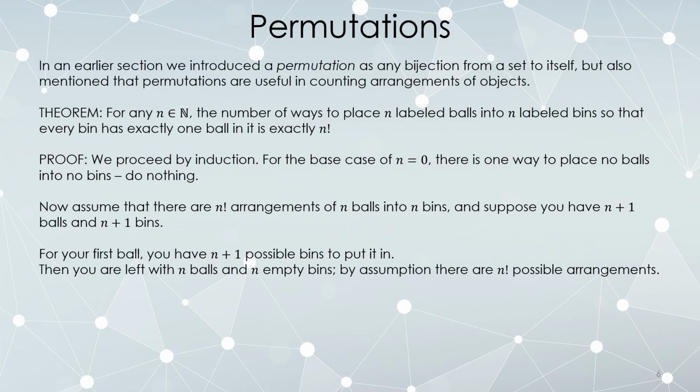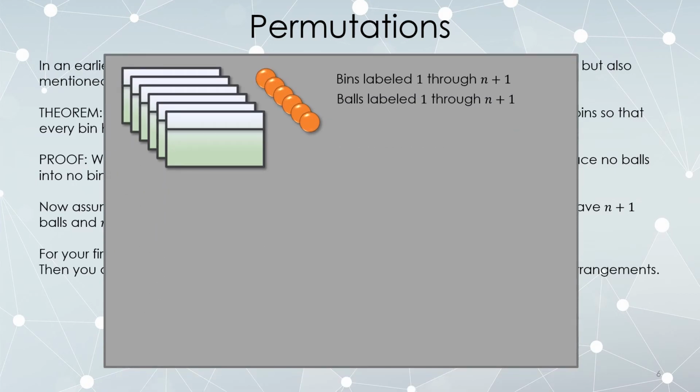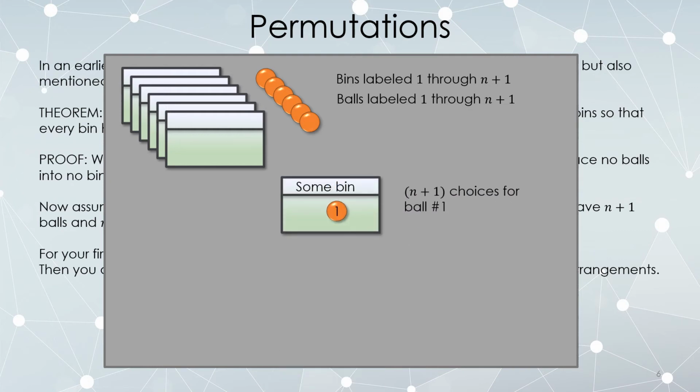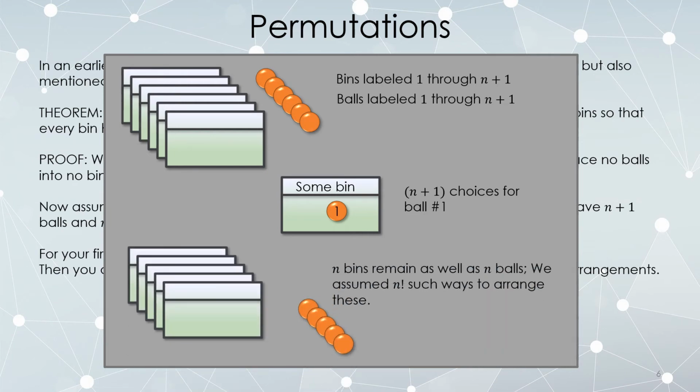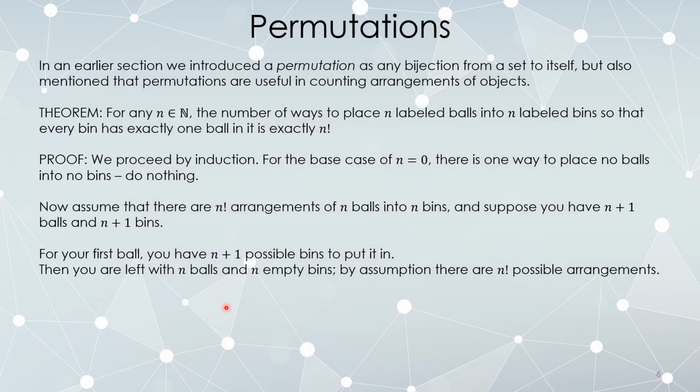Our inductive hypothesis is that the remaining n balls into the remaining n bins can be arranged n factorial possible ways. So for example, here are bins labeled 1 through n plus 1 and balls labeled 1 through n plus 1. My first ball I put into some bin. I don't really care which one. What remains are n balls that are going to go into n bins, and we've assumed there are n factorial ways to arrange them. In other words, I've taken this overall task of putting all of these balls into all of these bins, and I've done it in 2 steps. Put a single ball into some bin, then put the rest.